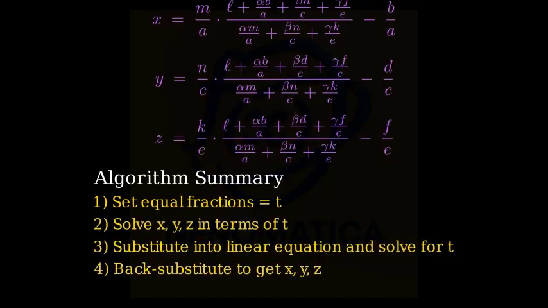Summary. The algorithm is straightforward. 1. Set the three expressions equal to t. 2. Express x, y, and z in terms of t. 3. Substitute into the linear equation to solve for t. 4. Back substitute to obtain x, y, and z. This method keeps the algebra organized and avoids messy simultaneous solving.